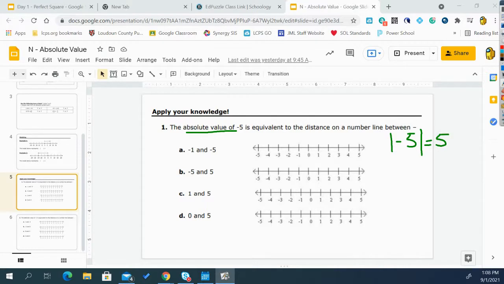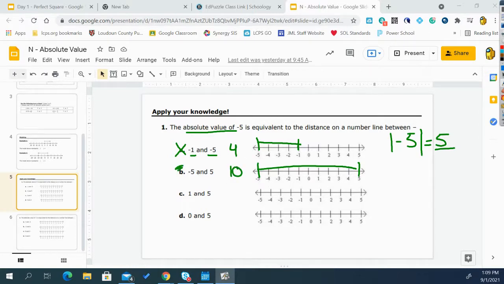So what they're asking us is which of these answers, A, B, C, or D, are the 2 numbers that are 5 apart. So let's go ahead and mark our graphs and see how far apart they are. Negative 1 and negative 5 are right here. If you count, they are 1, 2, 3, 4 away. We're looking for ones that are 5 away. So it cannot be A. If we look at B, it says negative 5 and 5. If I count how far away they are from each other, they are 10 away. So it can't be B either.